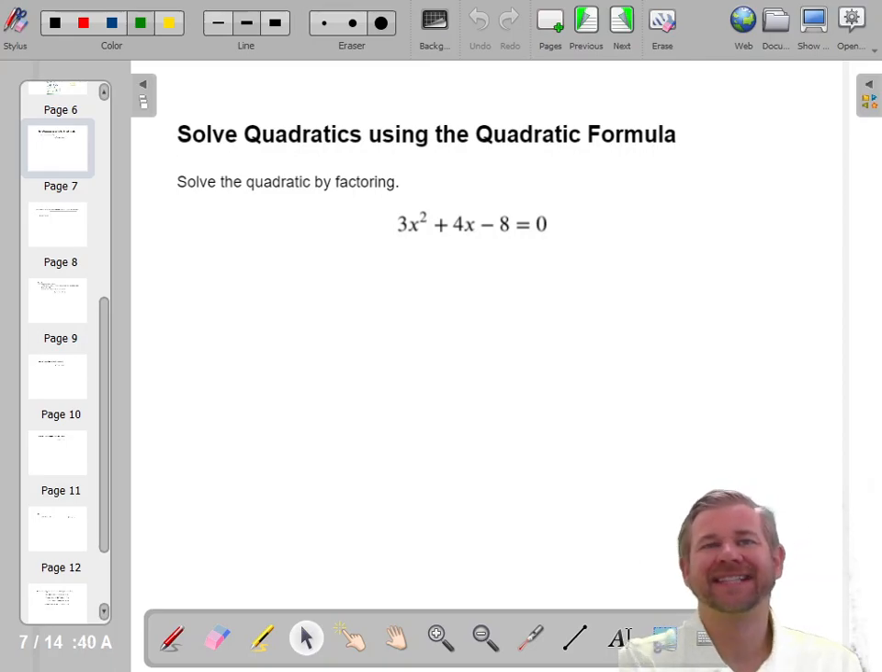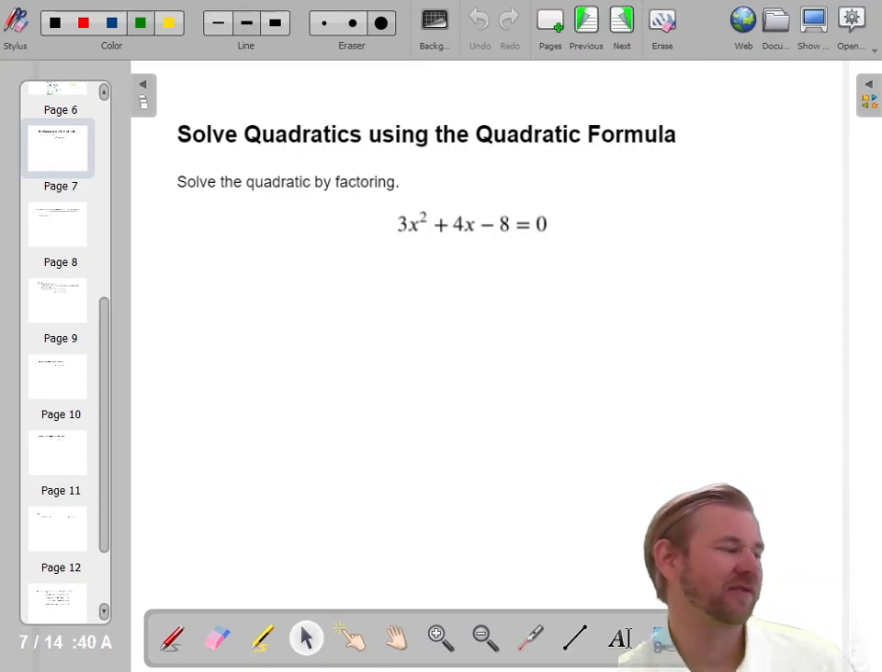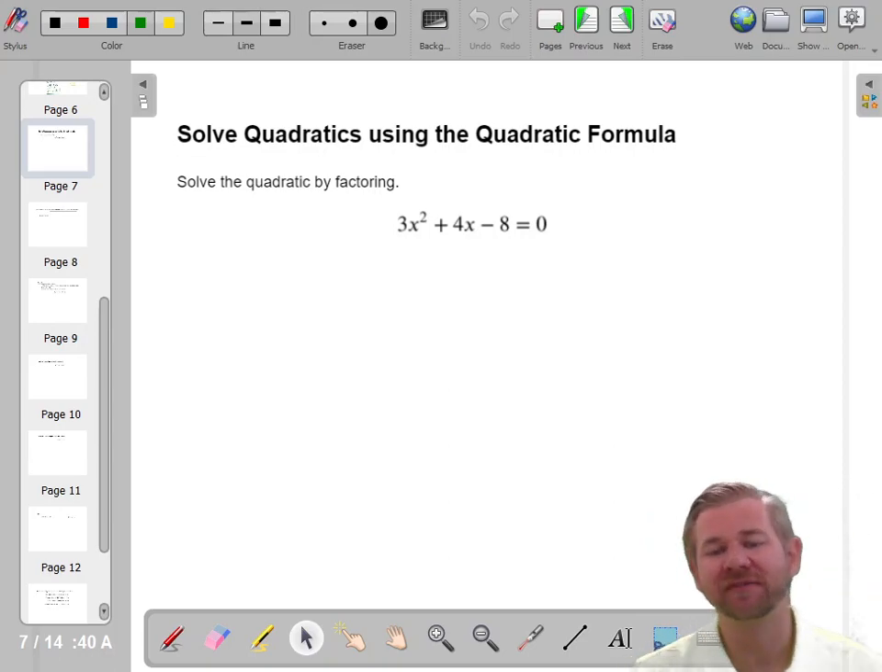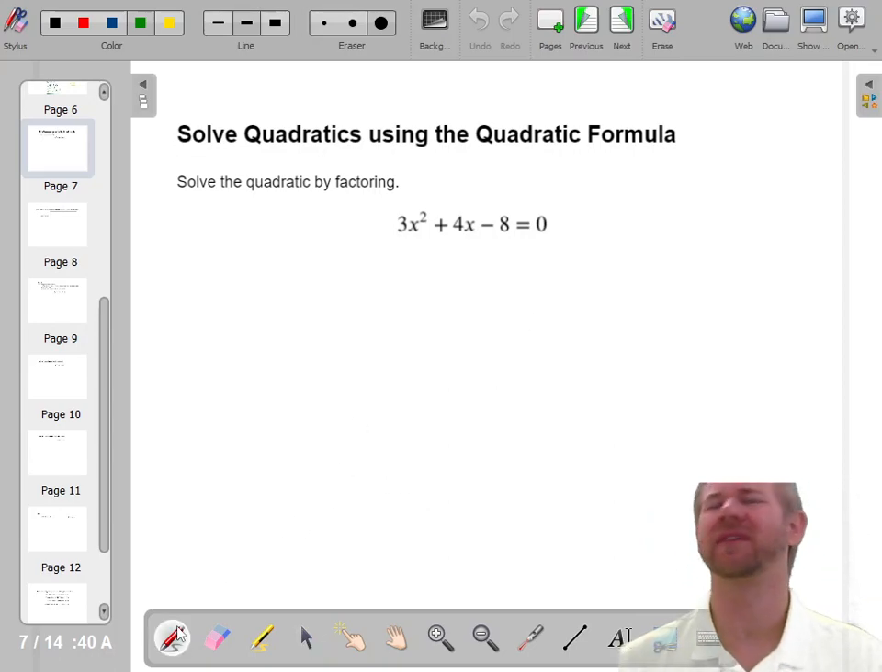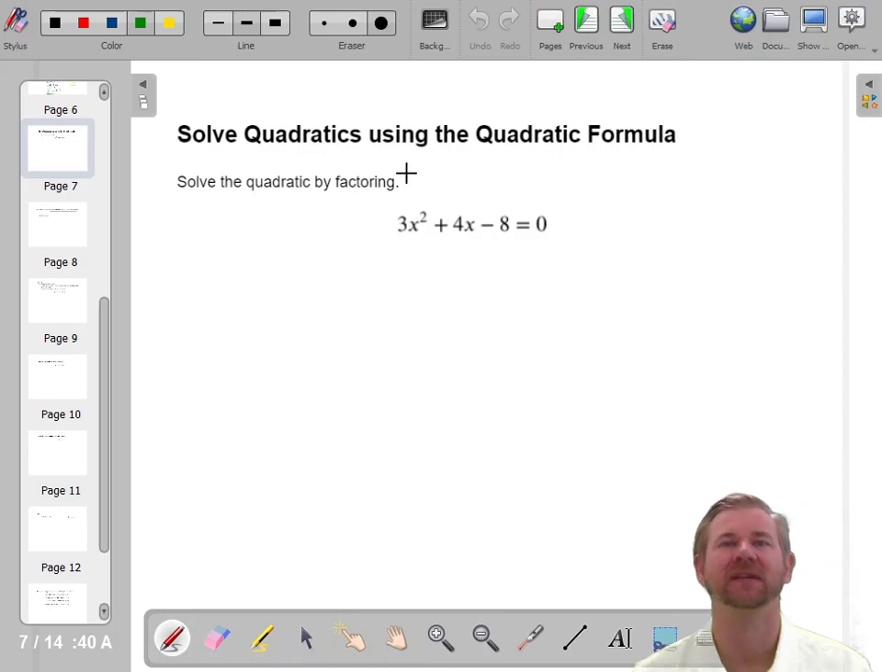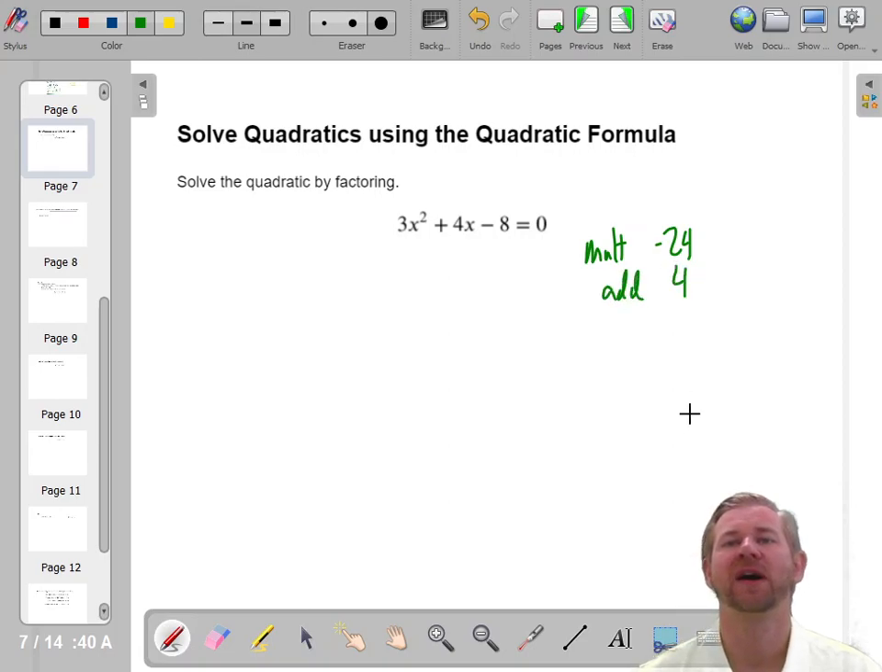Hello everyone, it's time to solve using the quadratic formula. Now, I know we are champions at factoring, so let's just go ahead. You give me a quadratic, I'll solve it by factoring all day, no big deal. I'm going to find numbers that multiply to negative 24 and add to positive 4.